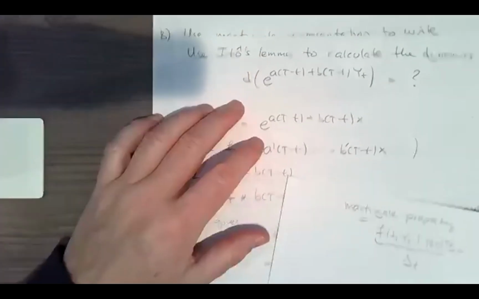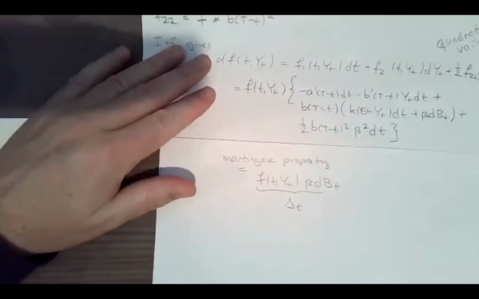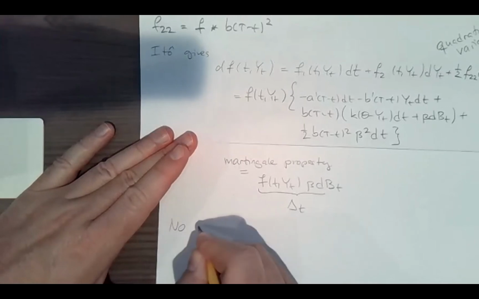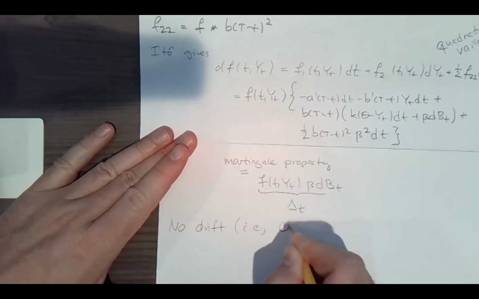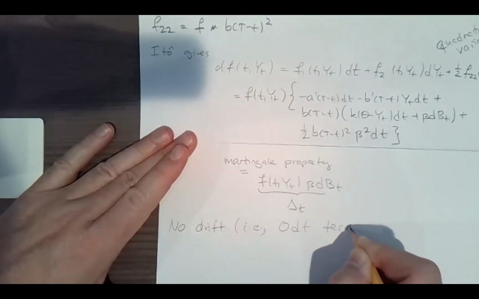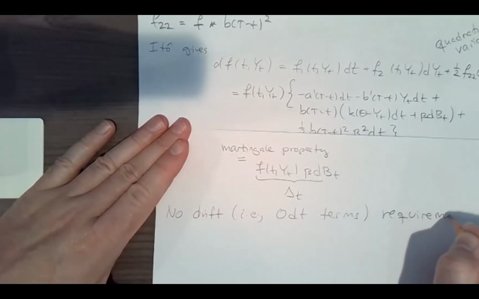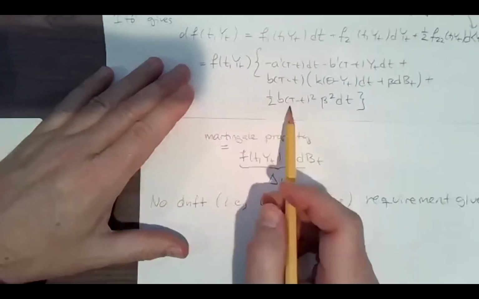But of course, we need to figure out what f is. We have f is given in terms of a and b. And what are the functions a and b? To describe these functions a and b, the no drift, i.e., zero dt term. The no drift requirement, what does it give us?